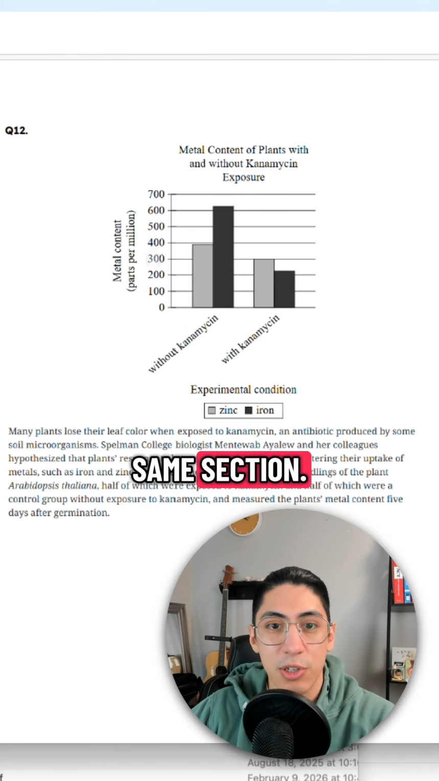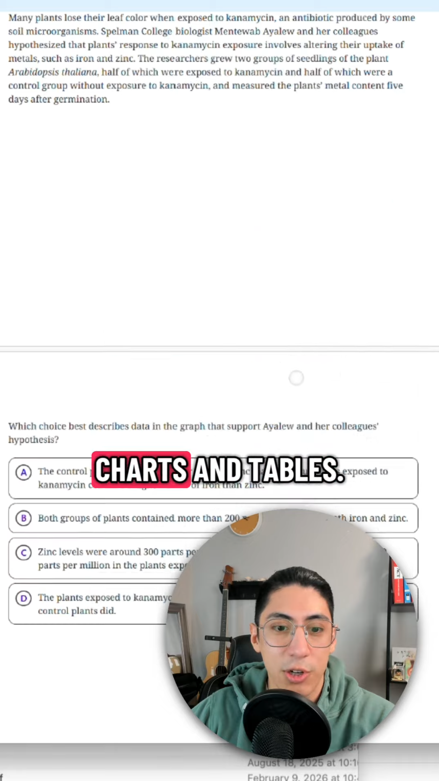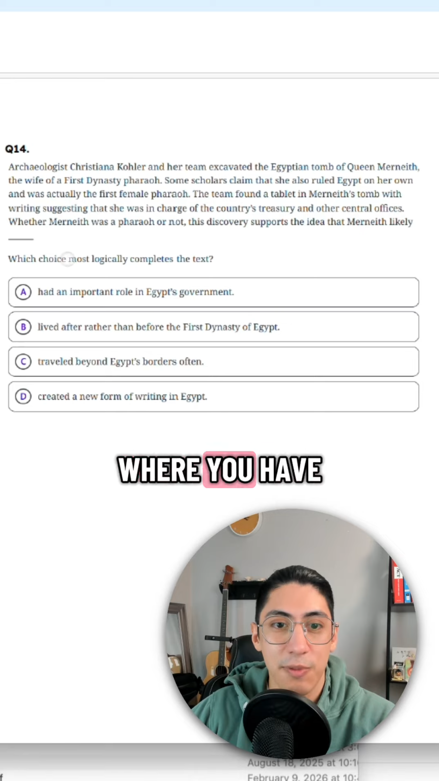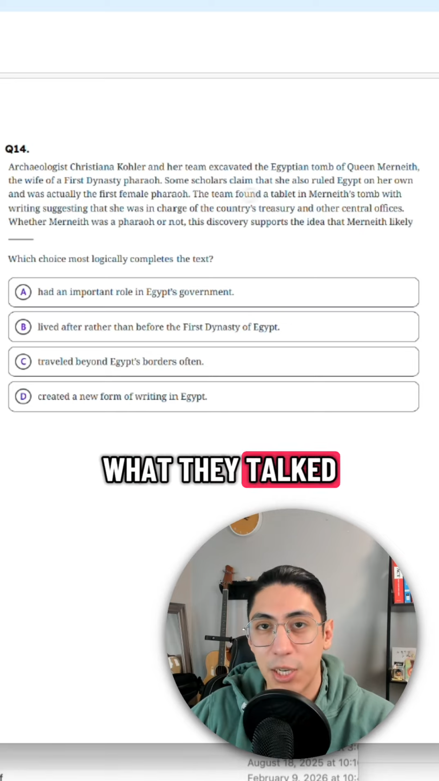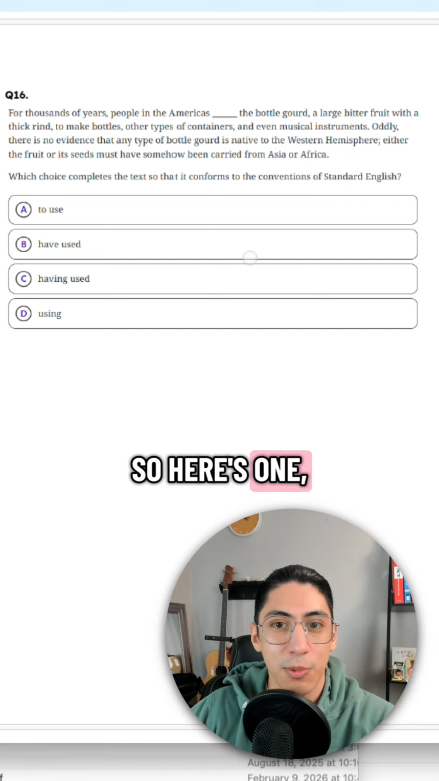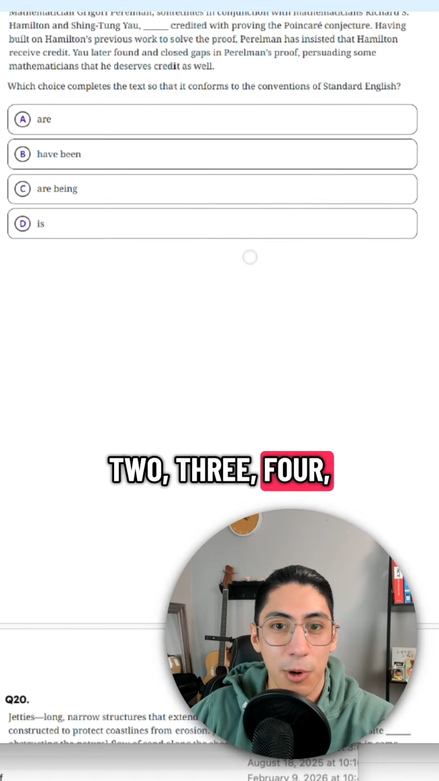In the same section, there's also things like graphs and charts and tables. And then after this, you get to the hardest kinds of questions, which are inference questions, where you have to complete the text based on what they talked about before. Afterwards, we start getting to the grammar portion. There's a ton of these questions. So here's 1, 2, 3, 4, 5.